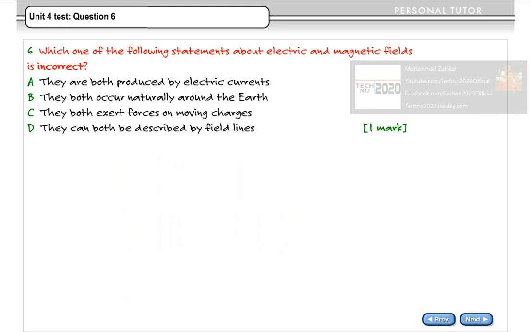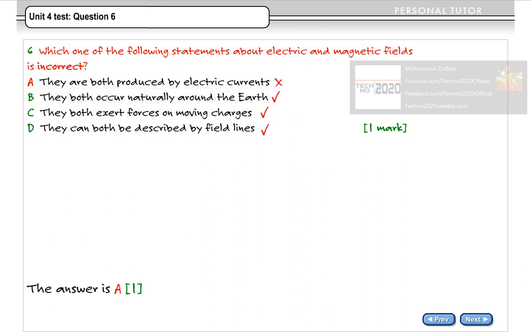This means that 3 statements are correct. Options C and D look okay, but what about A and B? You know about the Earth's magnetic field, and you know that there is often lightning during a thunderstorm, which is produced by huge electric fields. So the answer must be A.